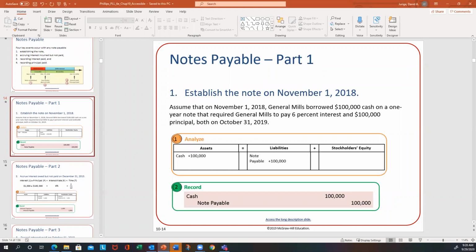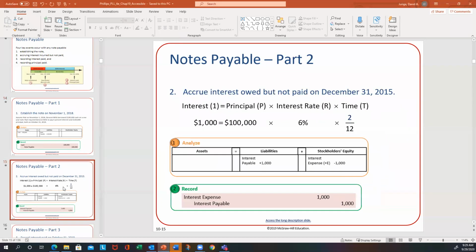So again, those are some of the entries or issues you have to deal with for a notes payable. The first slide here just shows you how you would establish a notes payable. Again, you'd be borrowing money. Notice it says this is General Mills. They borrowed $100,000. It's on a 1-year note. The interest rate is 6%. And of course, they're going to have to pay both of these back by October 31st, 2019. So to establish that, you would be debiting cash and crediting notes payable, so you got the money. And then of course you have to watch out for your time period, because at that point you're going to have to start tracking your interest accruals as well.